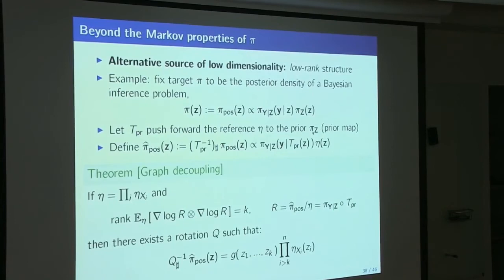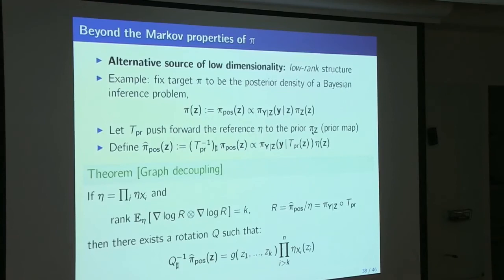And if I look at the gradient of the log of this thing r, I'm going to get an n by n matrix, from an n-dimensional parameter space. And if this matrix is low rank, and let's just be simple, suppose it is of exactly rank k, then what that means is that there's a rotation that I can find such that the posterior departs from the prior only in k dimensions. So in dimensions k plus 1 through n, the prior looks exactly like the posterior.